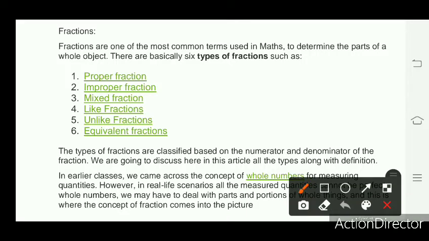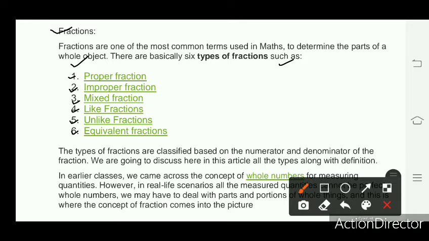Now students, today we will again discuss fractions, and fractions are one of the most common terms used in maths. To determine the parts of a whole object, there are basically 6 types of fraction such as proper fraction, improper fraction, mixed fraction, like fraction, unlike fraction and equivalent fractions.